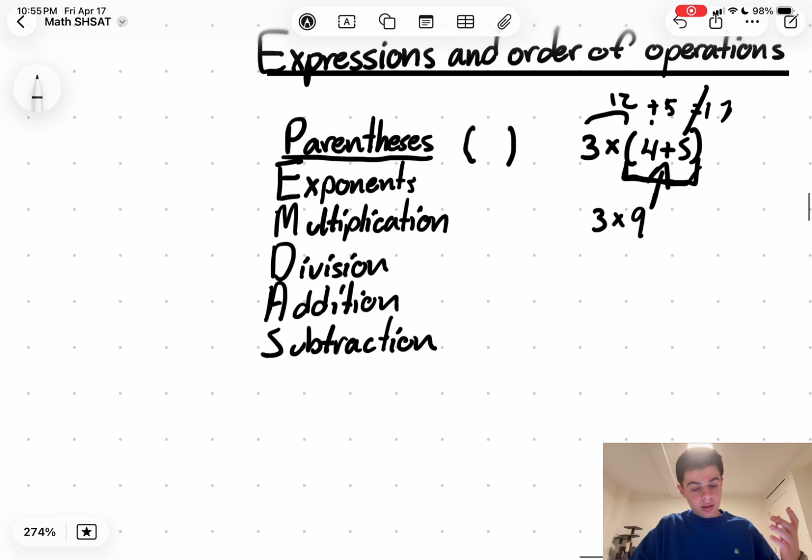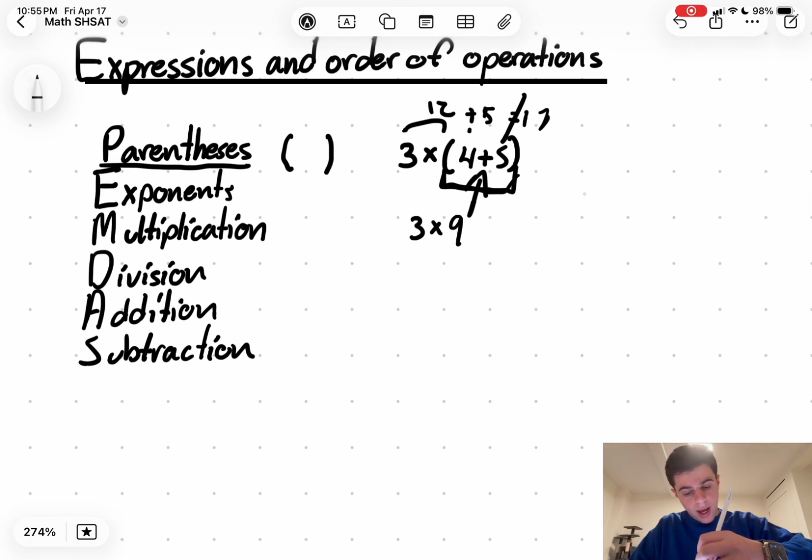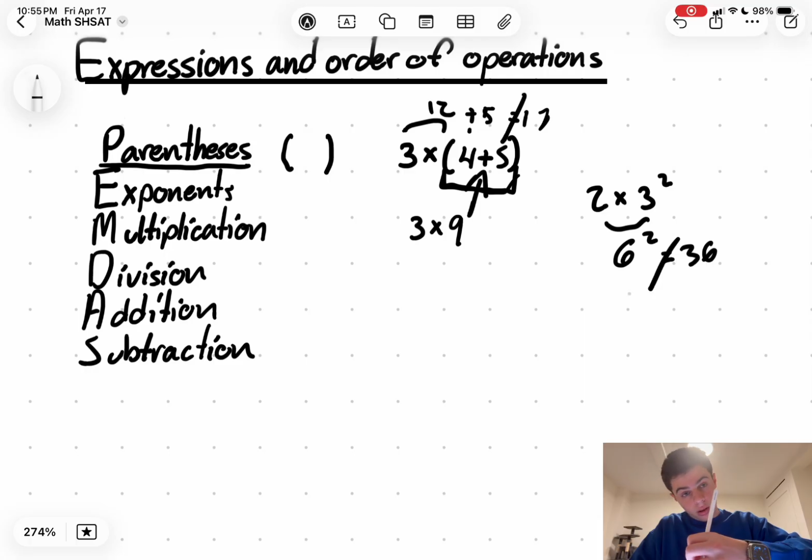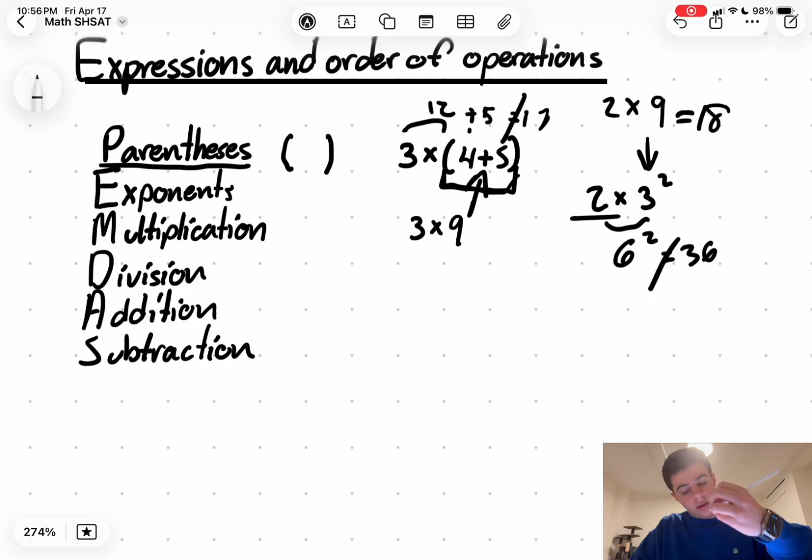Our next thing is exponents. So another example is, if we have 2 times 3 squared, we are not going to do 2 times 3, which is 6, and then square that to get 36. Again, that is wrong. What we are going to do here is first square this part, so we get 9, and then we multiply it by 2 to get 18. That is the correct answer in this case.